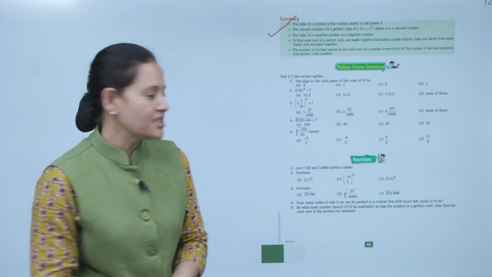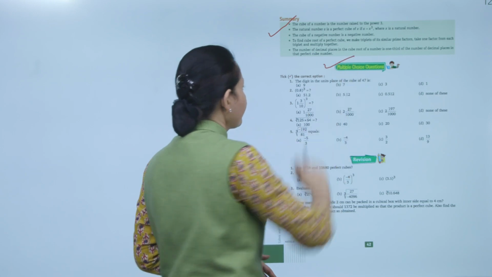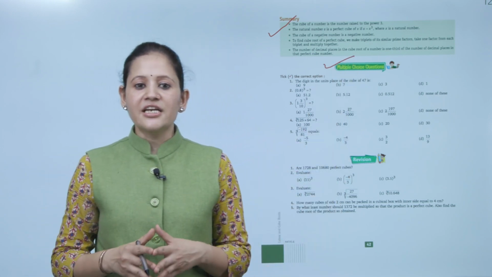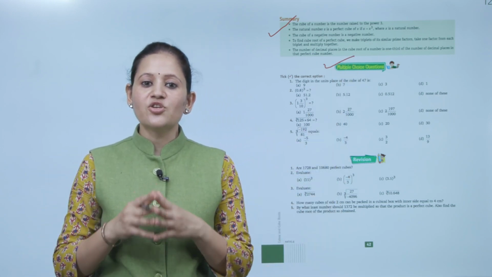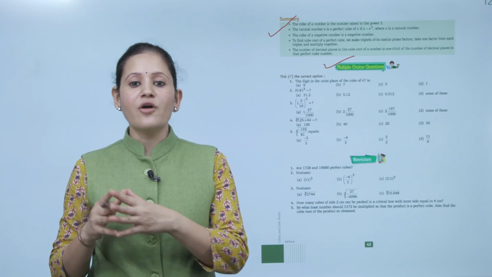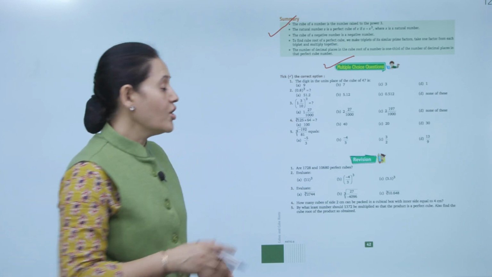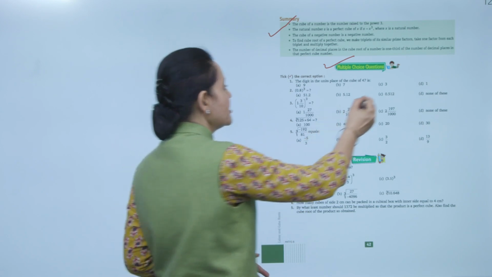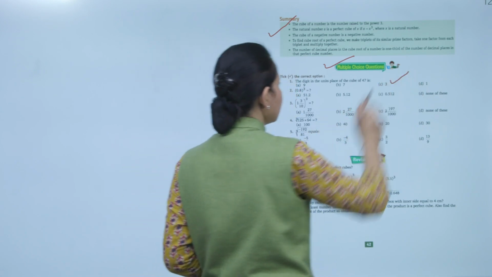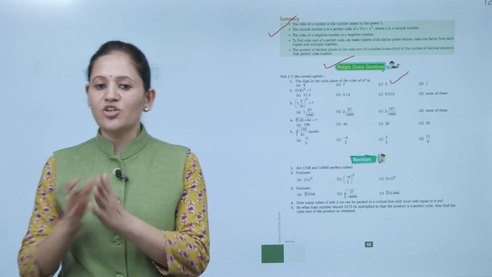Next is multiple choice questions. Choose the correct option. The digit in the unit place of the cube of 47. So, the digit at the unit place will be 3. So, C is the correct option here.